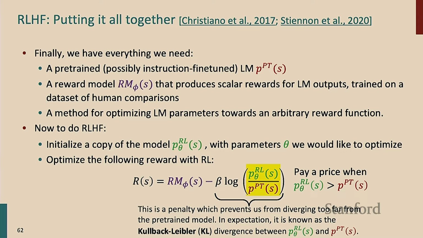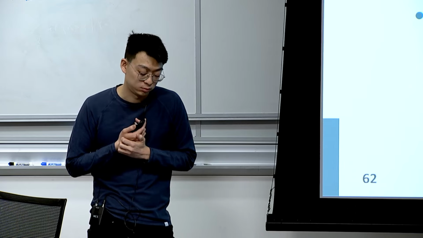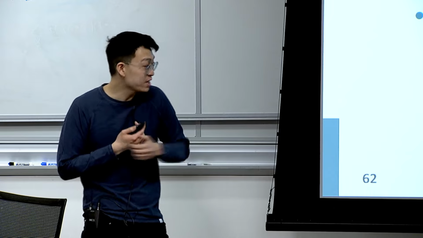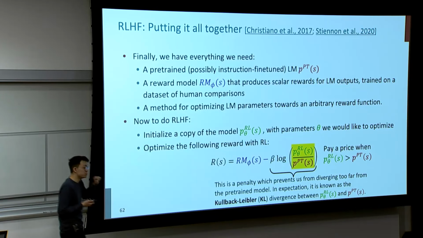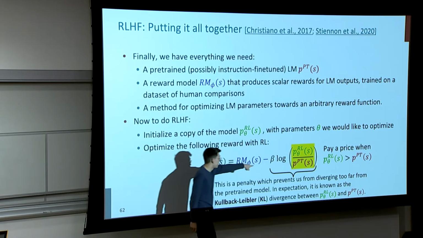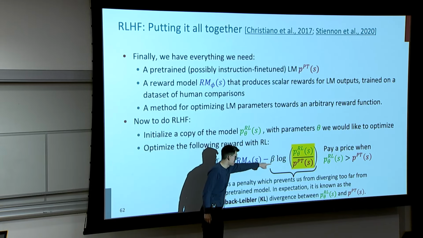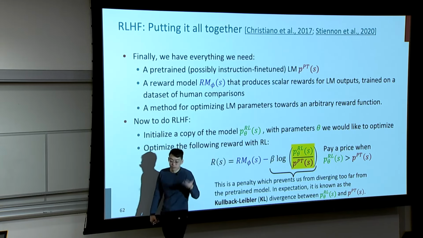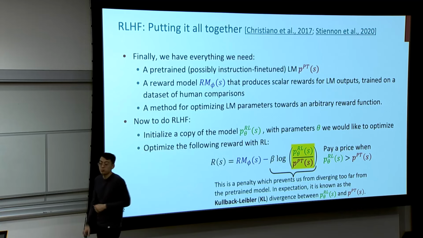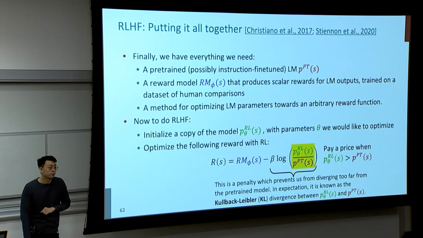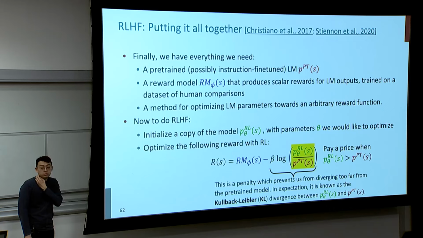When you say initialize a copy, that means at the first iteration, pi_RL is equal to pi_PT? That's right. When I say initialize a copy, basically we want to be able to compare to the non-fine-tuned model just to evaluate this penalty term. So just leave the predictions of the pre-RL model around.